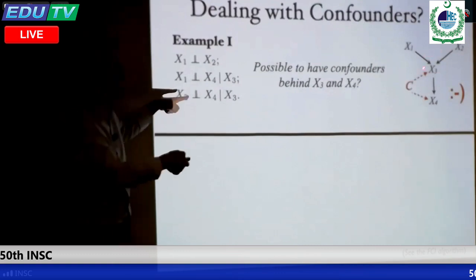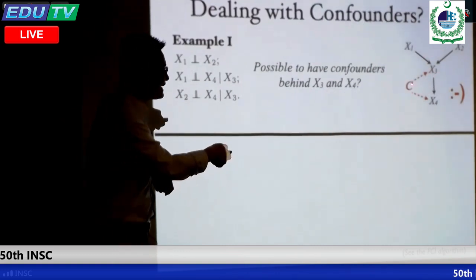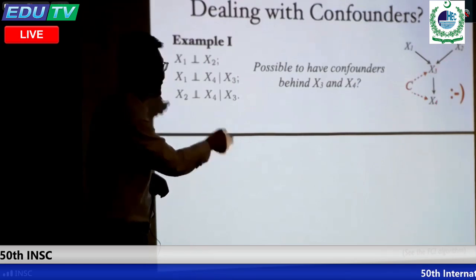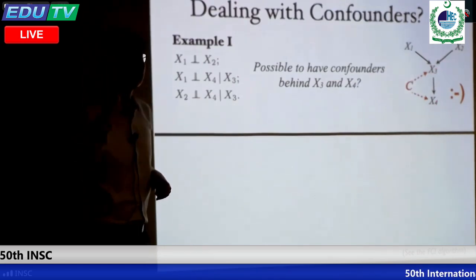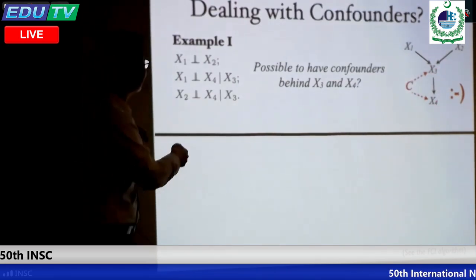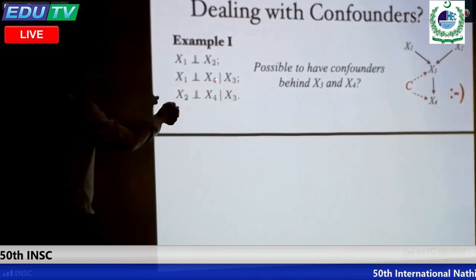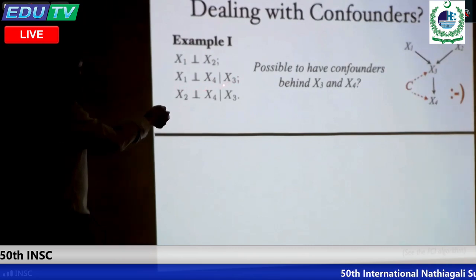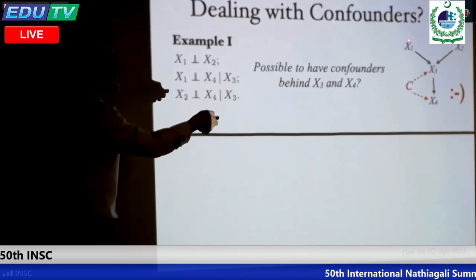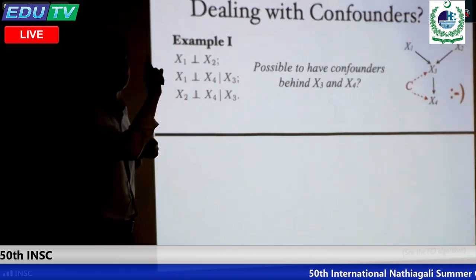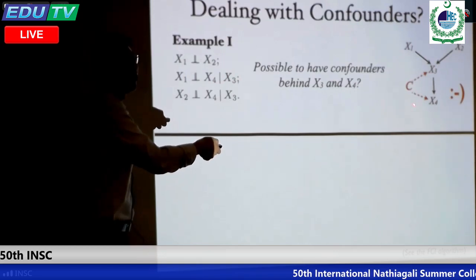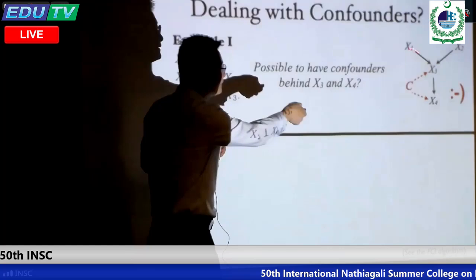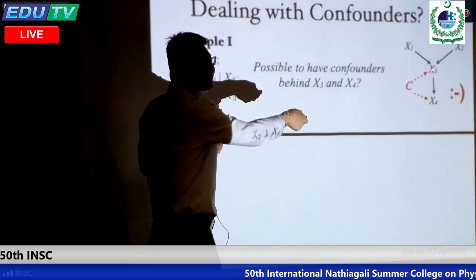Okay? Now, my question is, if there exists such a C variable as a common cause of X3 and X4, do you think it is possible to have this relationship? 1 and 4 are conditionally independent given 3. No, because 1 and 4, if there's such a C variable, then 1 and 4 will not be d-separated by 3 because of this part. But this is the collider.